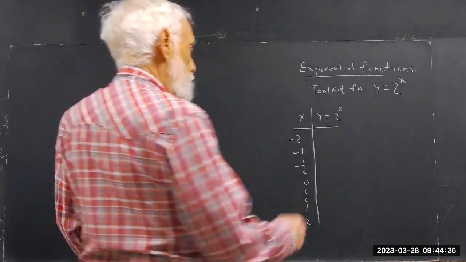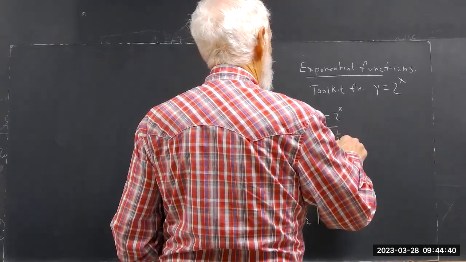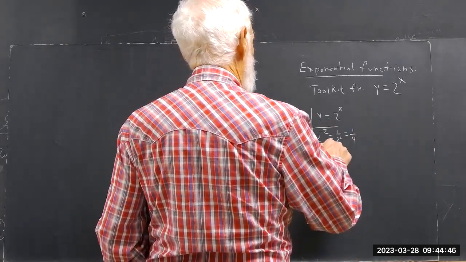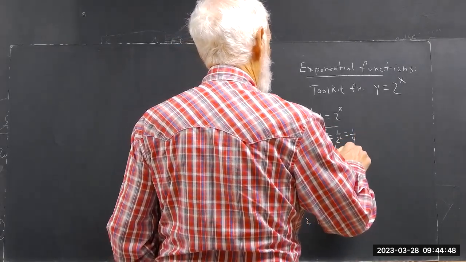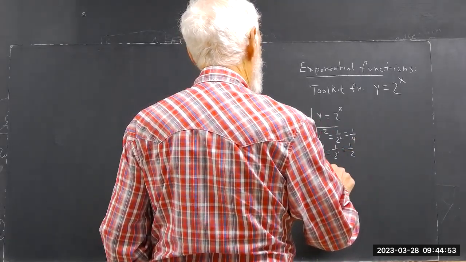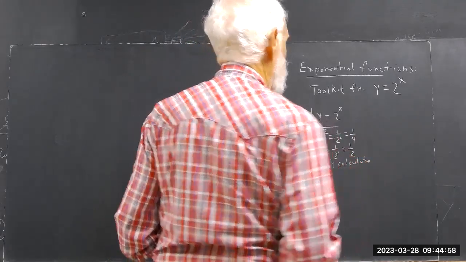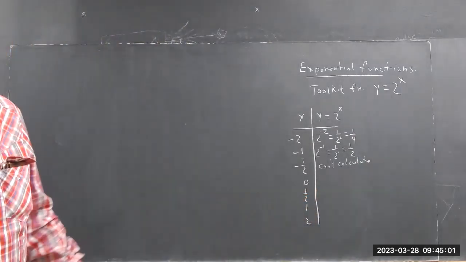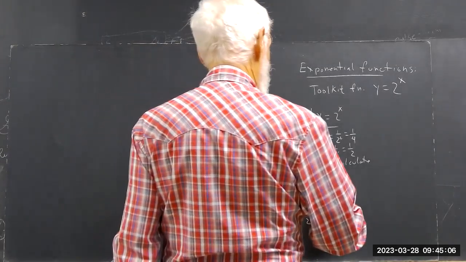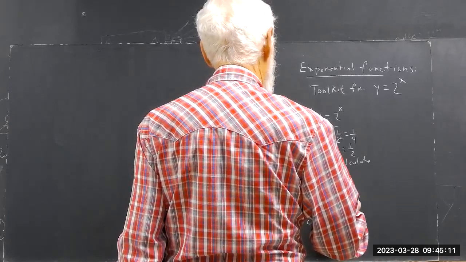Okay. So again, what's 2 to the negative 2? It's 1 over 2 squared, which is 1/4. 2 to the negative 1 is 1 over 2 to the 1, which is 1/2. And 2 to the 0 is 1. And you can't calculate 2 to the 1/2.